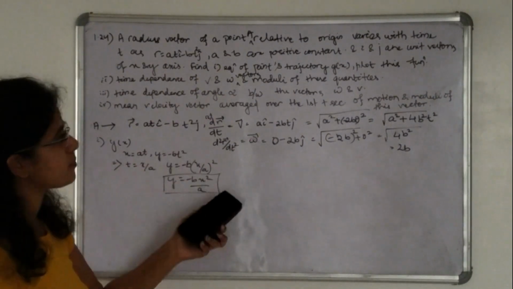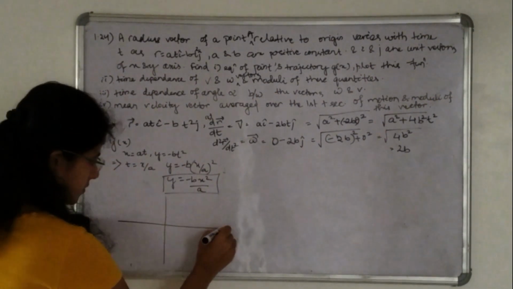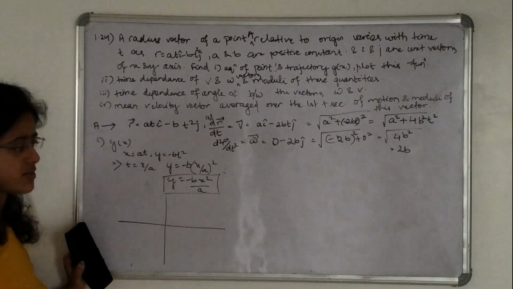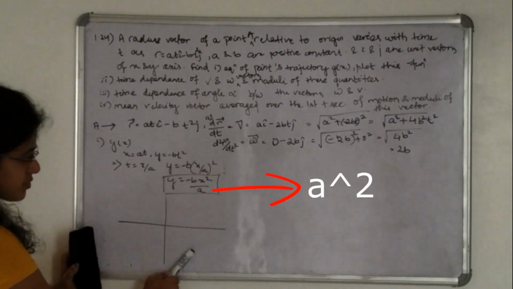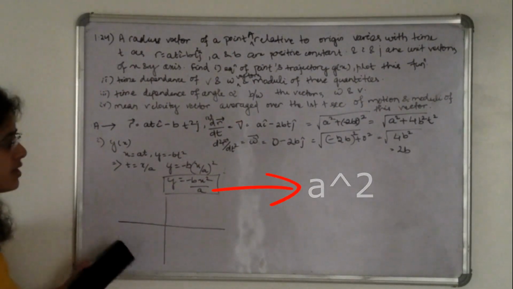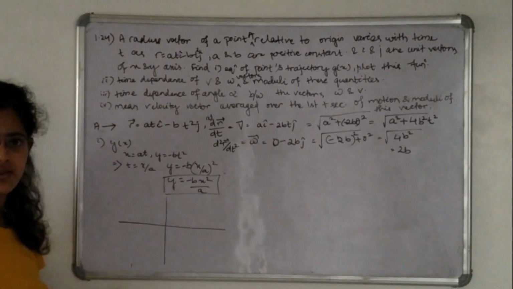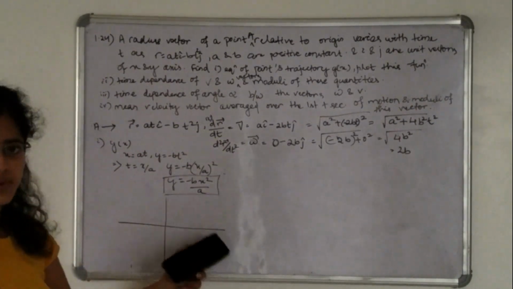Okay, now we have to plot this function. y is equal to minus b x square divided by a. So here is a minus term, which means the plot must be in this quadrant. y is equal to ax square plus bx plus c is a parabola equation, so this will be a parabola. Okay, so which type of parabola will fit here?